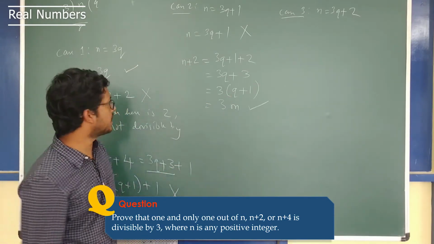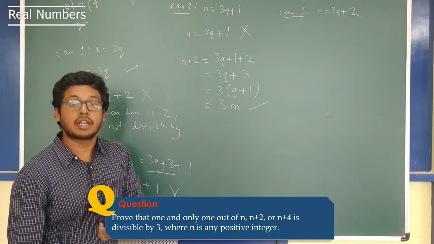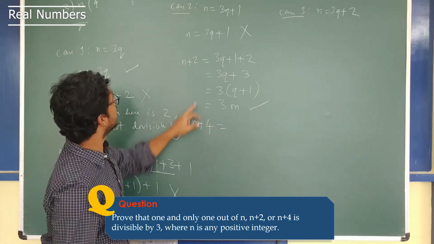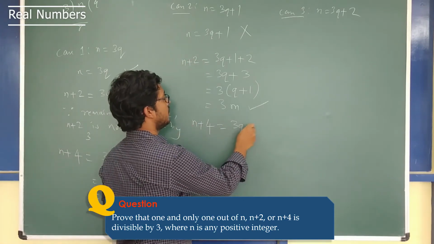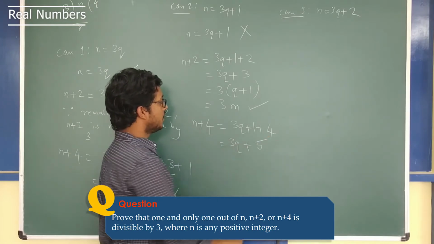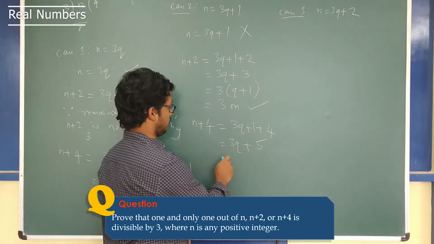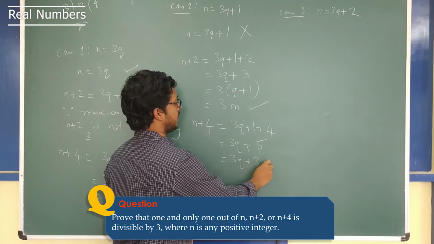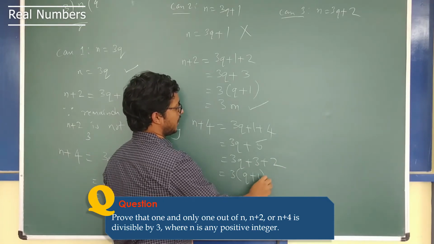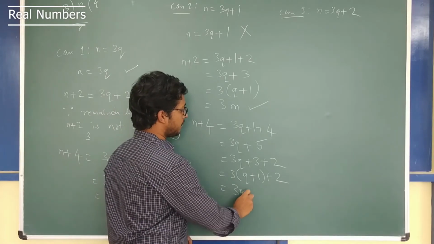We will check for n plus 4. So what we want? We want n plus 4 to be not divisible by 3. So let's check if it is true. So when I take n plus 4, n is 3q plus 1 plus 4. So it is 3q plus 5. Again, since I cannot take 3 outside from 5, we will write it as 3 plus 2. So now between these two, I can take 3 outside. Remains q plus 1 plus 2. Q plus 1 is again an integer, so it is 3m plus 2.